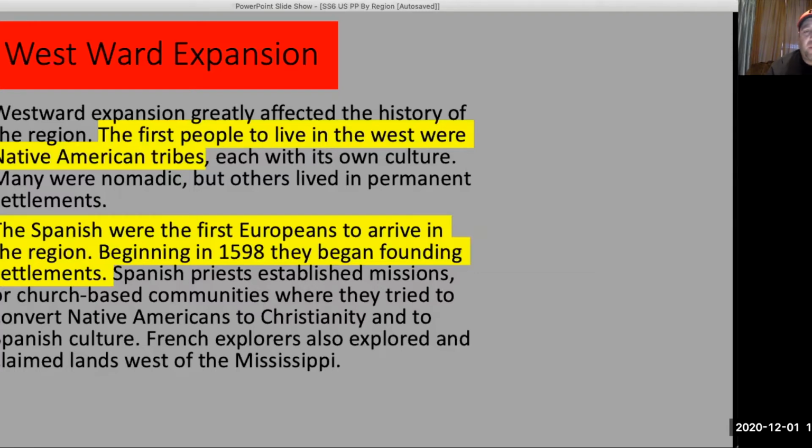Spanish priests established missions or churches based in communities where they tried to convert Native Americans to Christianity and to Spanish culture. French explorers also explored and claimed lands west of the Mississippi. So we've got Native Americans and we've got Spanish in the west. And then west of the Mississippi, you have French trappers and traders, and France actually ends up claiming some of that region, which we consider the Louisiana Purchase, which we later buy from France in 1803.